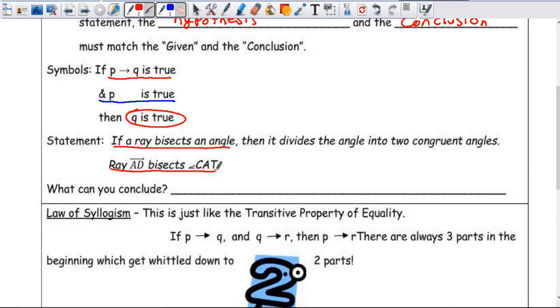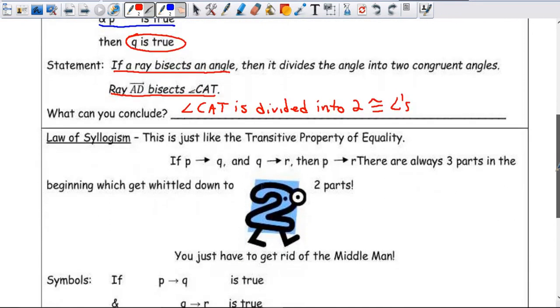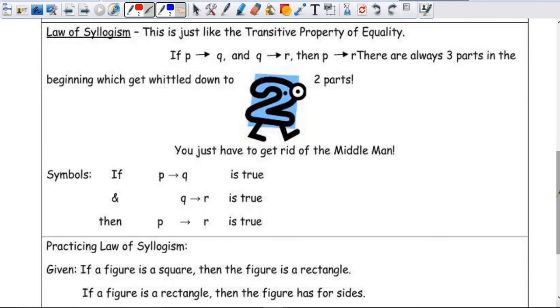So you would say angle CAT is divided into 2 congruent angles. Alright, so we just take whatever the first part is, they match up, therefore we kind of match up the second part like that, and that's our answer. Alright? So it's taking it and separating the sentence. Sometimes they make it personal, like I said.